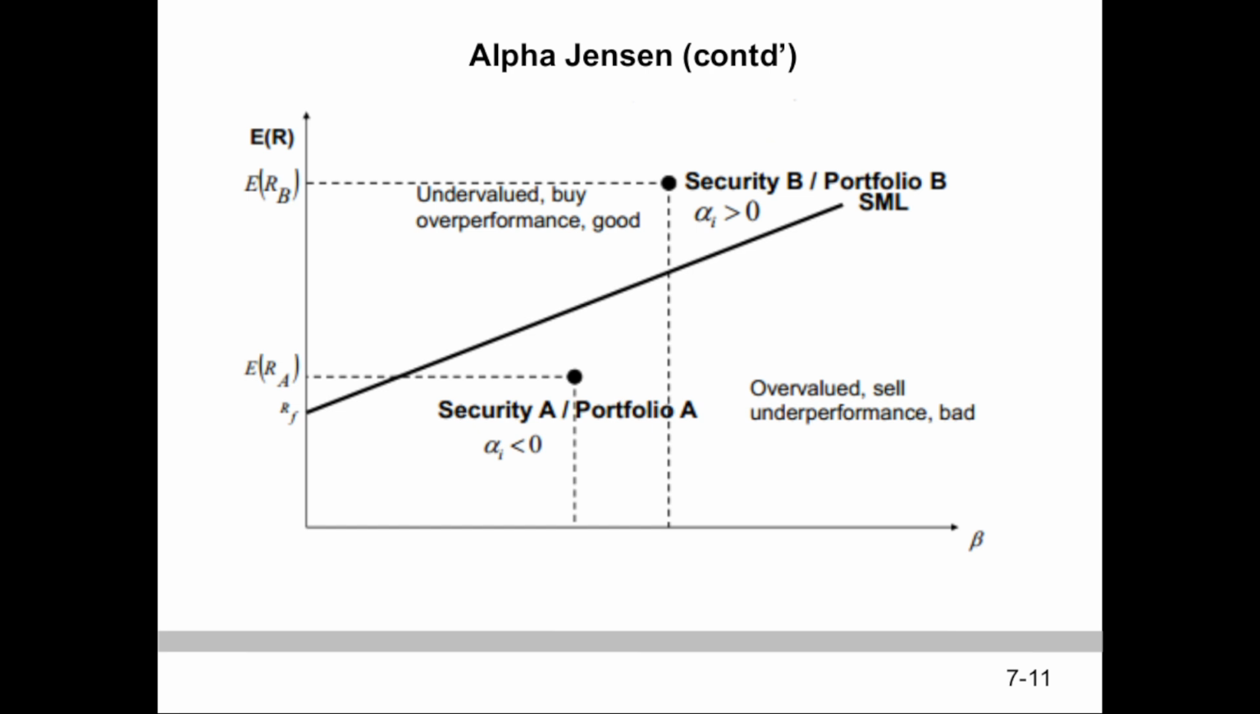And this picture shows you when the asset is overpriced and when the asset is underpriced. The security B here is undervalued and investors should buy it. And security A is overvalued and investors should sell it away.